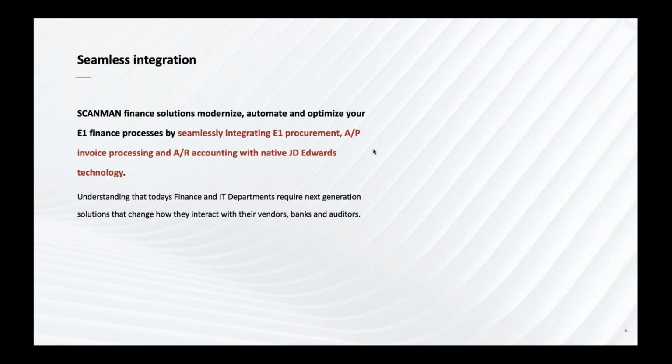With Scamman, your AP staff, project managers, contract administrators, approvers, treasury, and any other employees or departments, they all work within one single application and one single database, JDE Edwards EnterpriseOne. Scamman modernizes, automates, and optimizes your EnterpriseOne processes by seamlessly integrating procurement, AP, and AR. Scamman solutions, they don't just look like JDE Edwards, they actually are JDE Edwards. All of which means that you're able to modernize the way that you interact with your vendors, banks, and auditors, all from within EnterpriseOne.